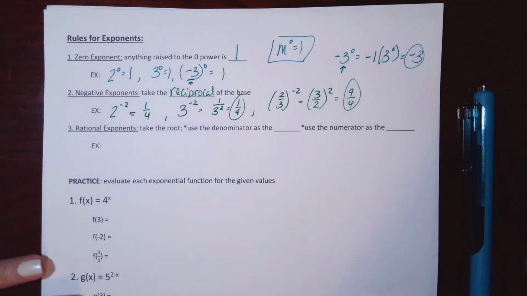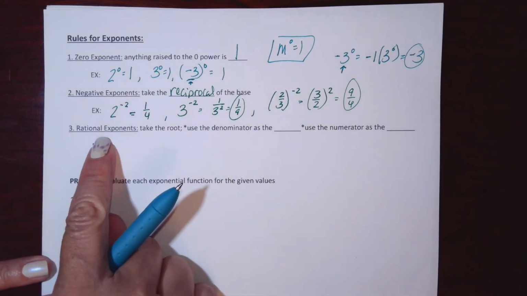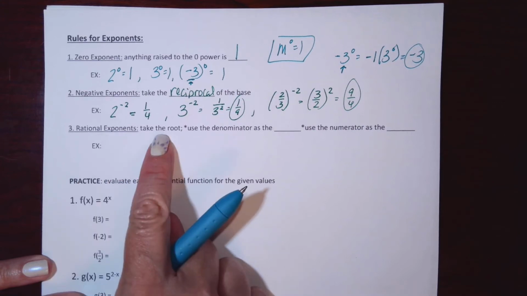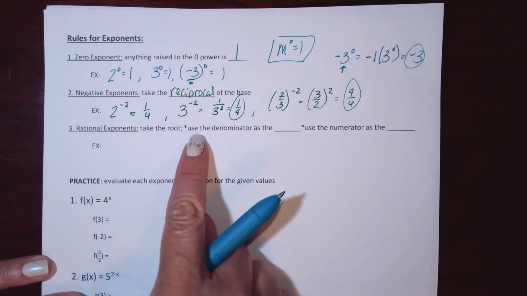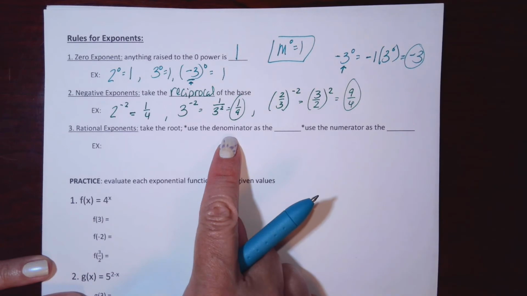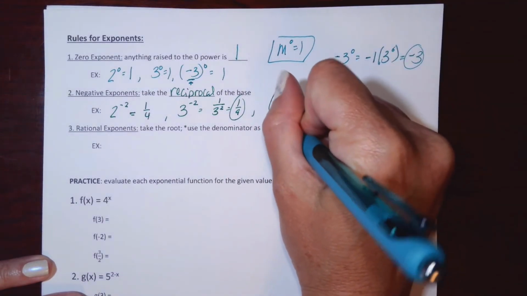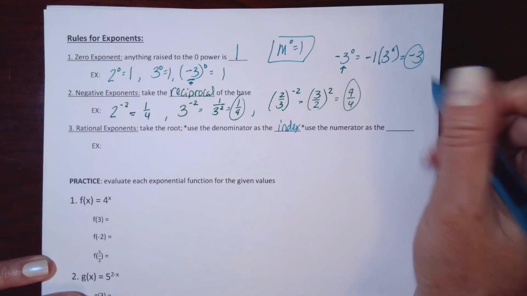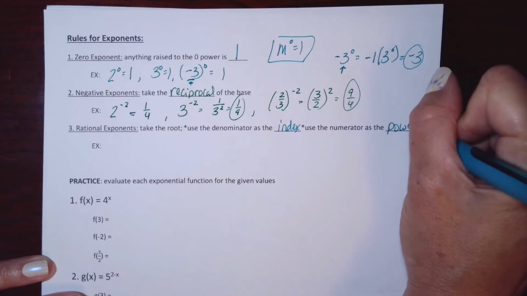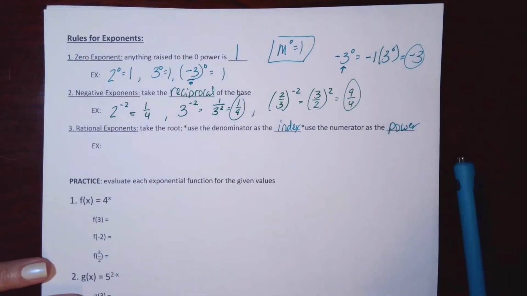All right, and our final rule for exponents here, rational exponents. A rational exponent is a fraction. To find a rational exponent, you take the root. You're going to use the denominator of the exponent, the bottom number, as the index of your root, and the numerator as the power of your root. Oh, I didn't give you any.